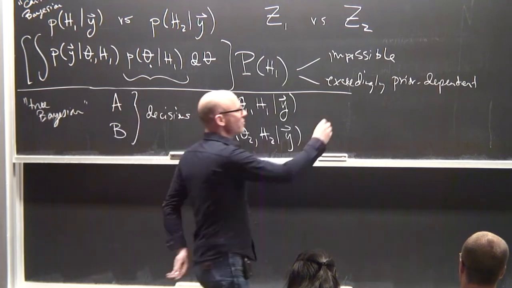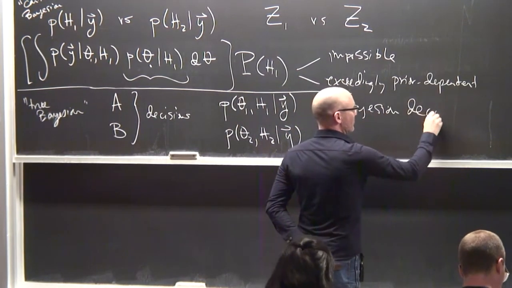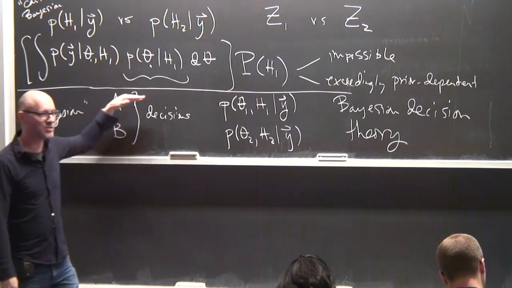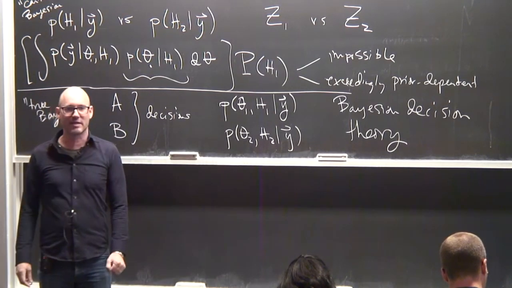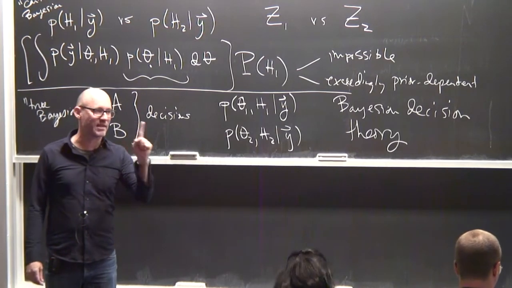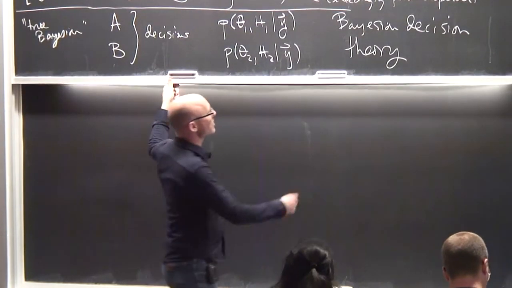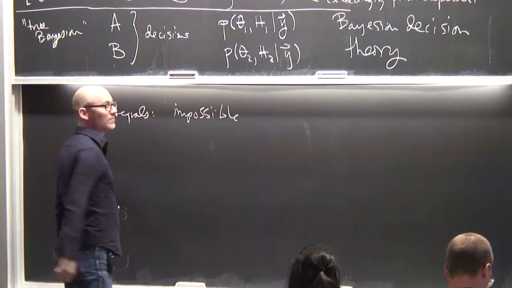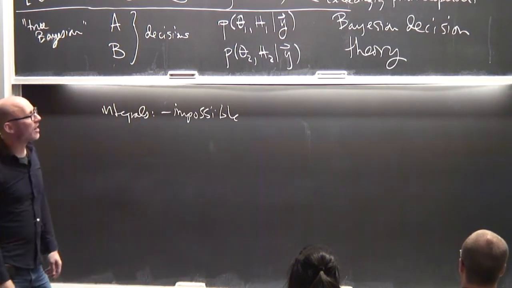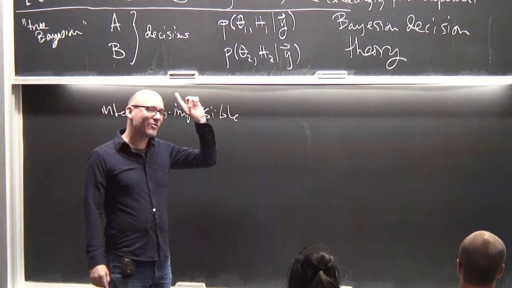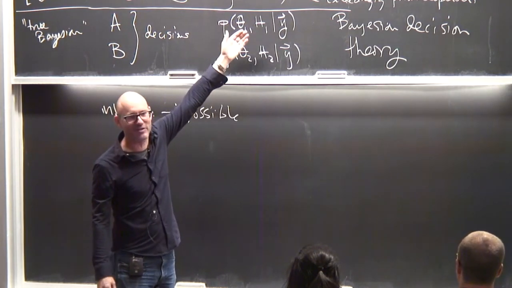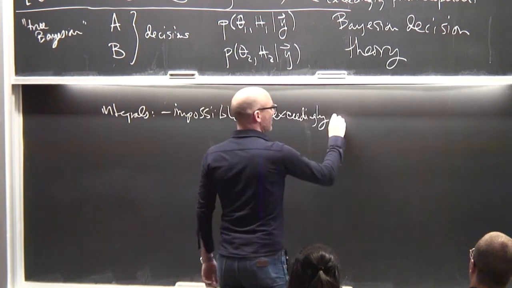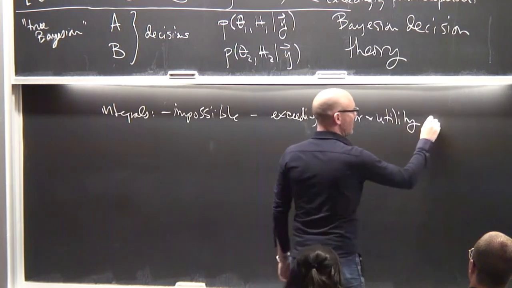And so what you do is you get to Bayesian decision theory. And that involves integrating utilities over these outcomes under the two decisions. You make this decision, integrate utilities, make that decision, integrate utilities, and you go with maximum expectation value. I'm not going to bother to write down the integrals because I want to say one more thing. But I will say that these integrals are impossible. They're not quite as prior dependent as these integrals, but they depend on the product of the prior and utility, which turns out is just as bad. So they are exceedingly prior times utility dependent.